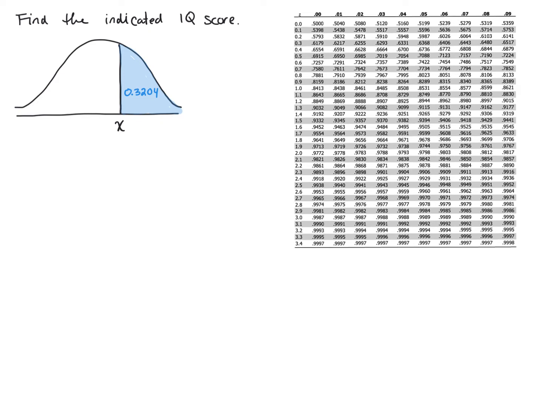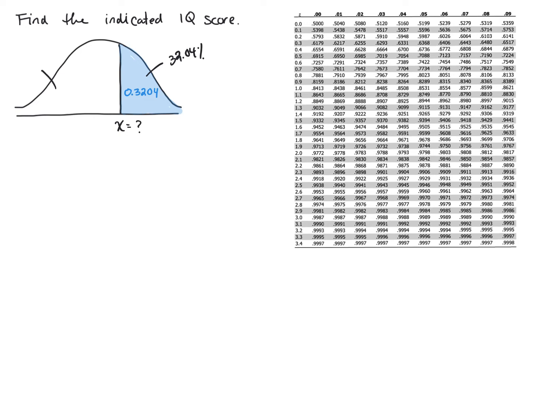And we want to find the IQ score that corresponds to an area of 0.3204 to the right of that IQ score. So we're going to call that unknown IQ score X. So in this particular question, what it represents is this. It says there's some IQ score that separates the top 32%. So 0.3204 is approximately 32.04%. All right, that separates that top 32% of IQ scores from the bottom.